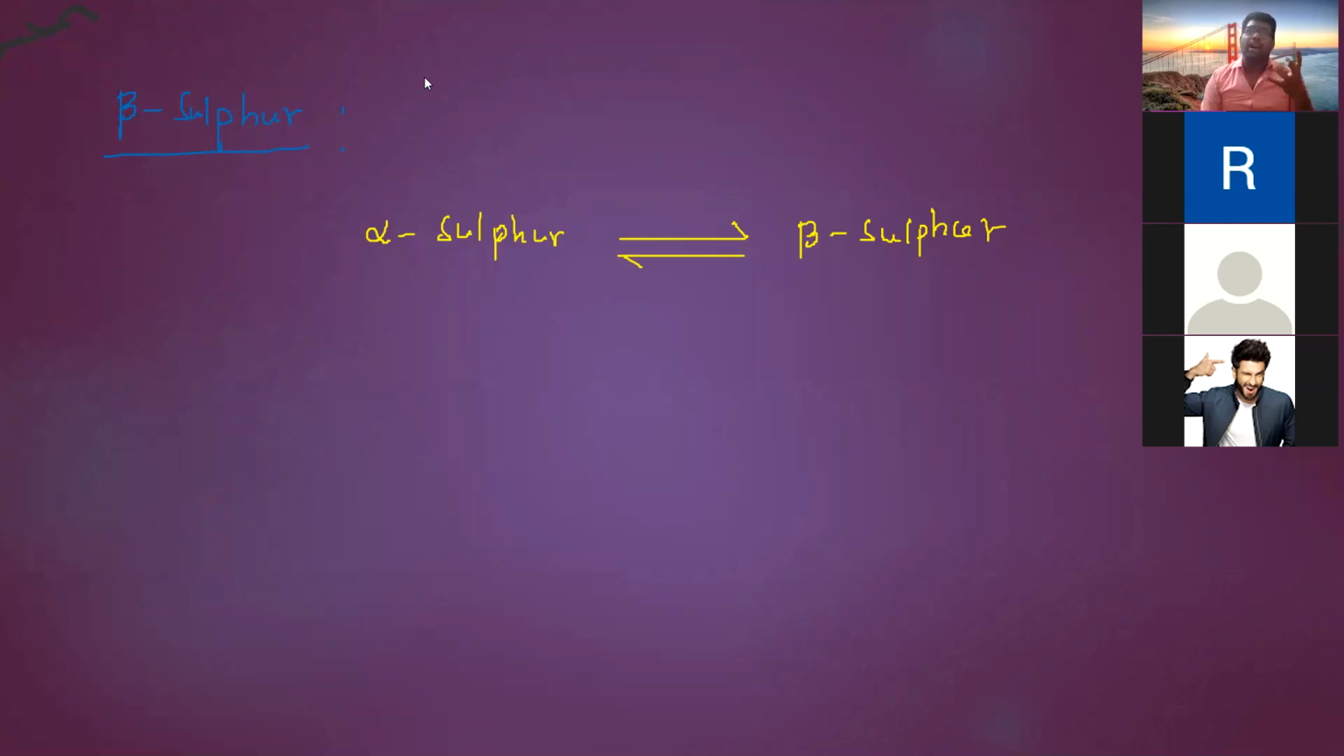So how to convert alpha sulfur to beta sulfur? By using a certain temperature, the transition temperature. What is the transition temperature of alpha sulfur? It is exactly 369 Kelvin. This temperature is known as what? One form can be converted into another form by using this certain temperature, which is called what?